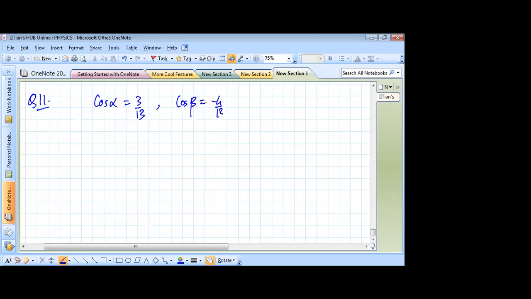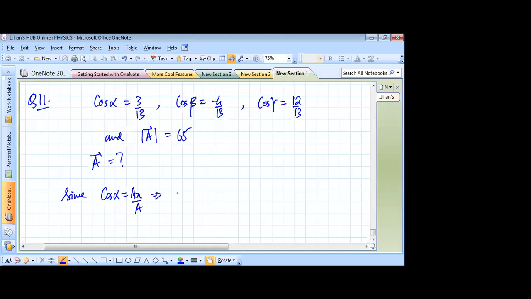Minus 4 by 13 and 12 by 13, and the magnitude of the vector is given to us as 65. Okay. So the vector E we have to find out. So use the formula: cos alpha is the x component divided by magnitude. So that means the x component can be expressed as 65 into 3 by 13. That is 15. Okay. Similarly, cos beta is Ey by E.